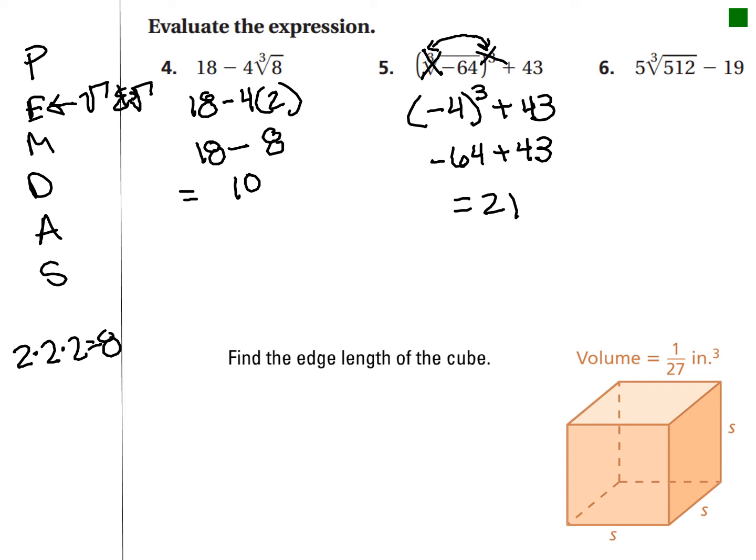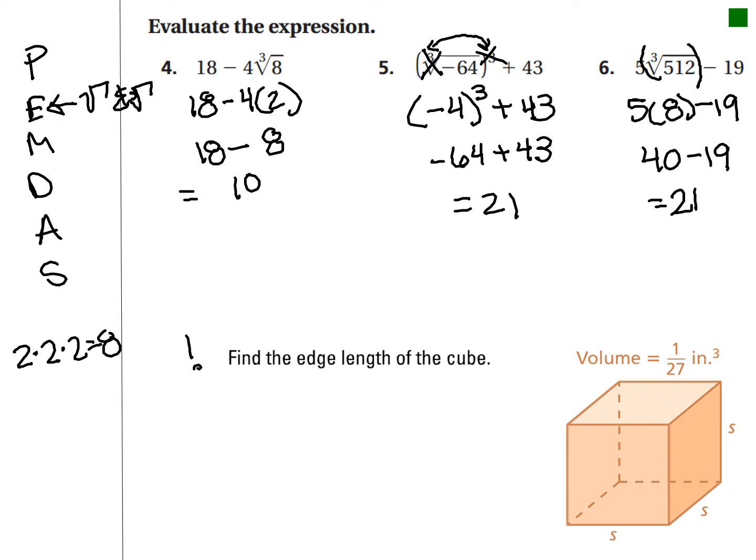Alright, when it looks like this, you still have to do the cube roots first. So the cube root of 512 is 8. Let me double check that. 8 times 8 is 64. 64 times 8 is 512. Yep, so 5 times 8 minus 19. 5 times 8 is 40. 40 minus 19 is 21. Alright, that's how you evaluate with cube roots.